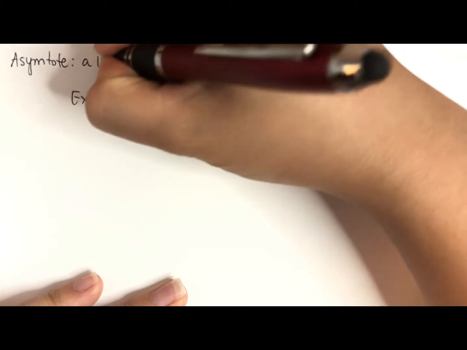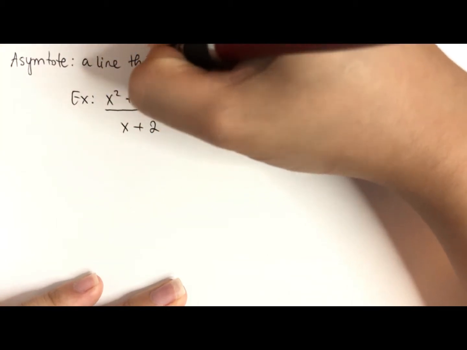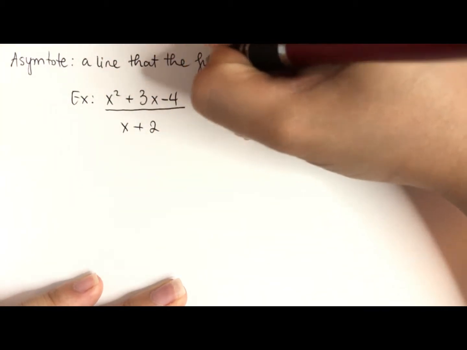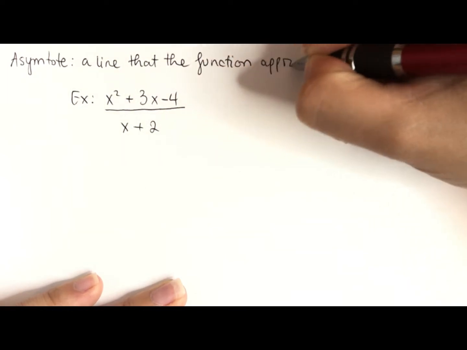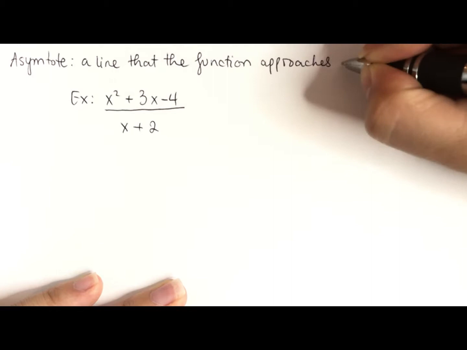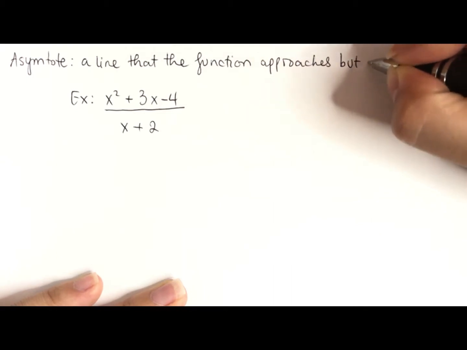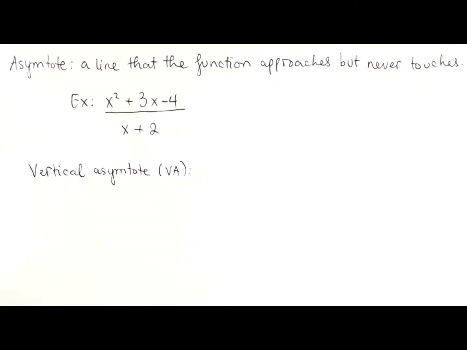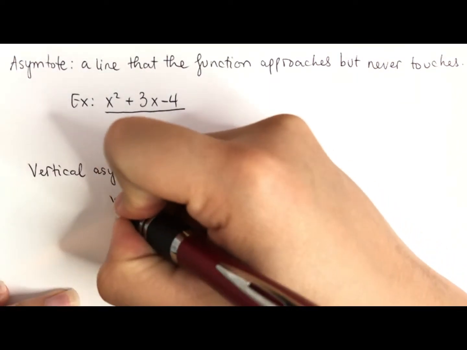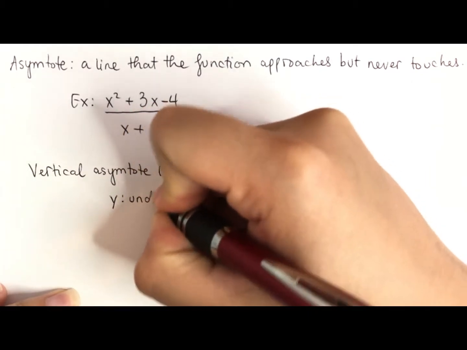An asymptote is a line that the function approaches but never touches. When you have a vertical asymptote, you have an x value, but y is undefined.